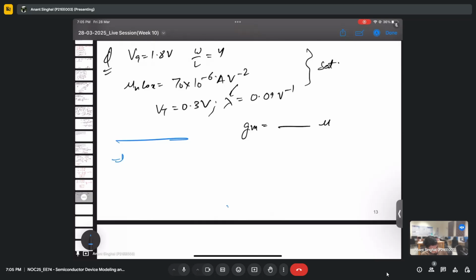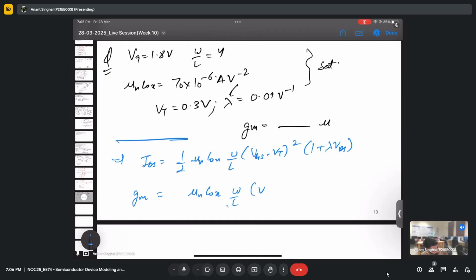You might not have the calculator with you. So IDS is 1 by 2 mu n Cox W by L. We have VGS minus VT whole square, but with the channel modulation we have 1 plus lambda VDS as an additional factor. So the GM will change a bit. Since we have this in multiplication as a constant, it will also remain. So 1 by 2 will go away, sorry. So mu n Cox W by L, it will be VGS minus VT, and then it will be 1 plus lambda VDS. So if we can put all the values, we can get the answer.